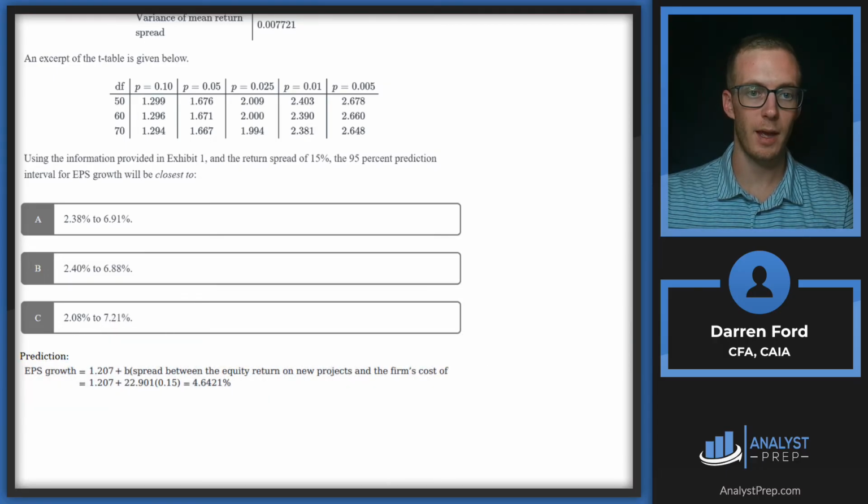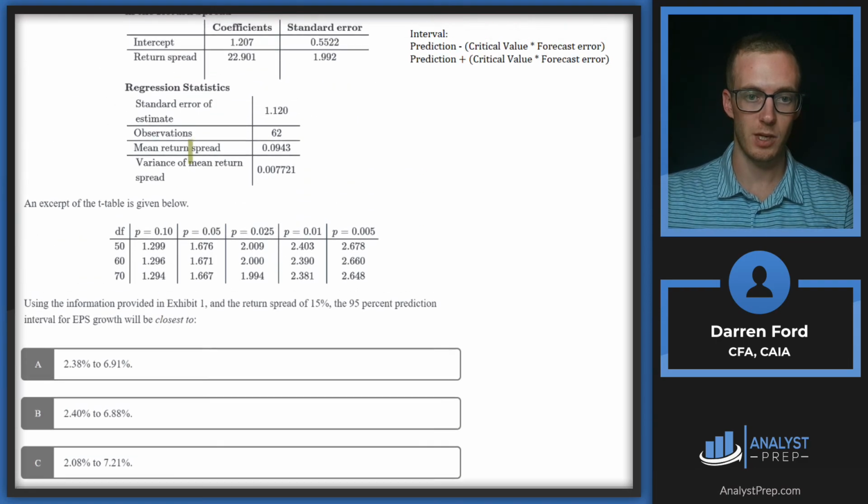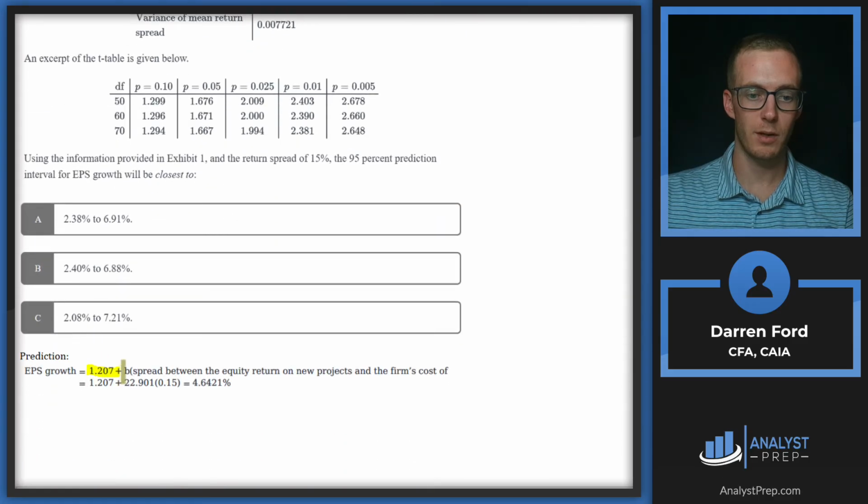So we're going to have EPS growth predicted as 1.207, which is going to be that intercept, and then we're going to plug in the return spread beta here of 22.901, so that's going to go in this B spot, and then we're going to plug in, lastly, the return spread that we're trying to make the prediction on. So return spread of 15%. Based on this coefficient and beta, we can expect EPS growth of 4.6421.